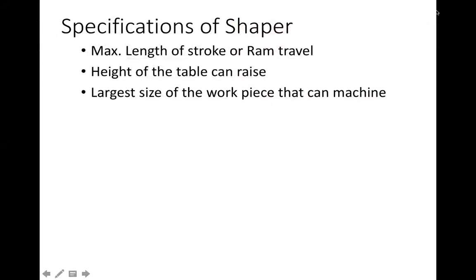So we're discussing the shaper, right? Different types of shaper and mechanisms we have seen. Now we're coming to the specifications of the shaper. For every machine, specifications are very important, right? Specifications are nothing but the physical parameters by which you can specify the machine. So that is called a specification.